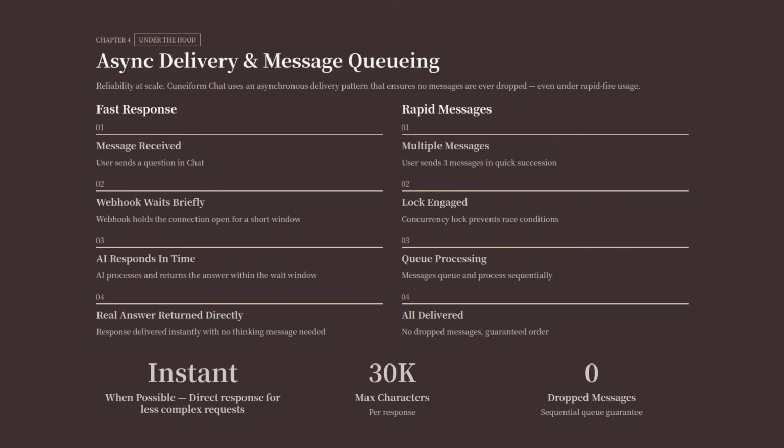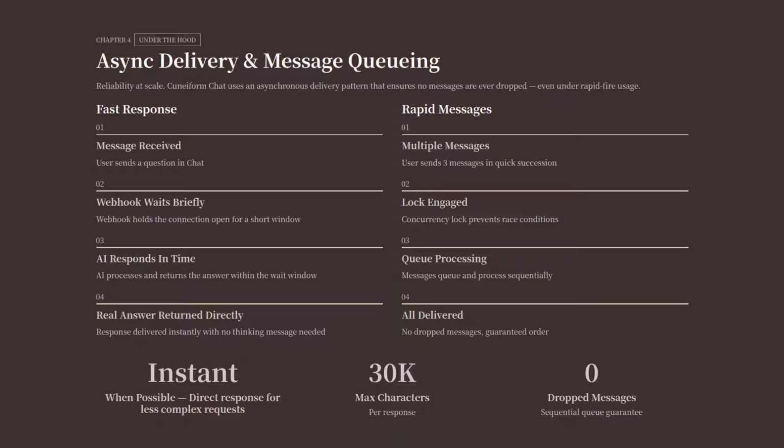Let me quickly show you what happens under the hood to keep everything reliable. We use a smart async delivery pattern. The webhook waits briefly for the AI to finish. If the answer is ready in time, it's returned directly. No follow-up needed. If the AI needs longer, a thinking message is returned, and the real answer is delivered through the Google Chat API as a follow-up.